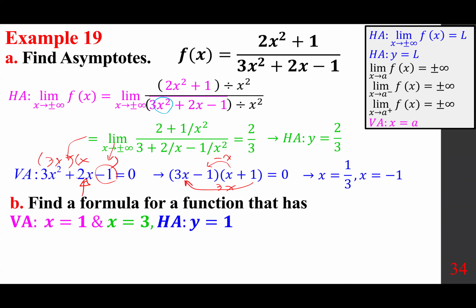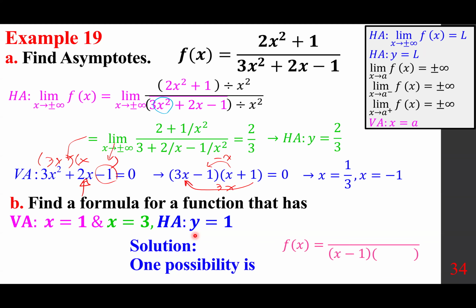We want to find a formula for a function that has vertical asymptote x equals 1, x equals 3, horizontal asymptote y equals 1. It's important to understand this is a possibility. Okay, so one possibility is, if you look at x equals 1, that means we need a factor of x minus 1 in the denominator. If you look at x equals 3, that means we need the x minus 3 factor in the denominator.